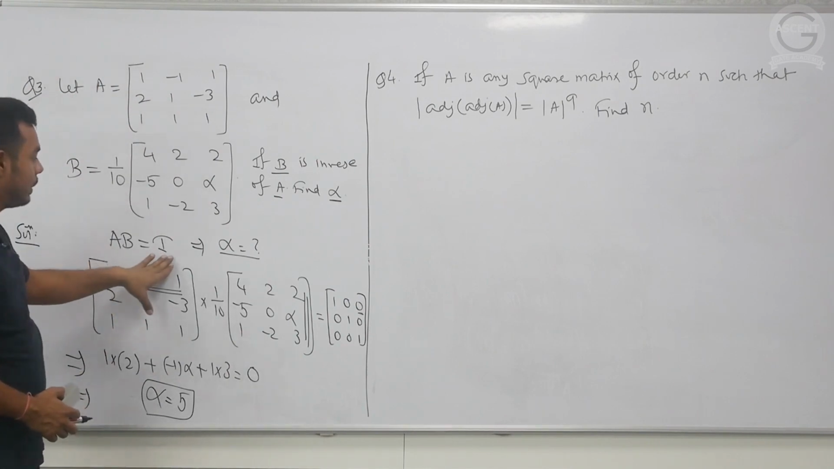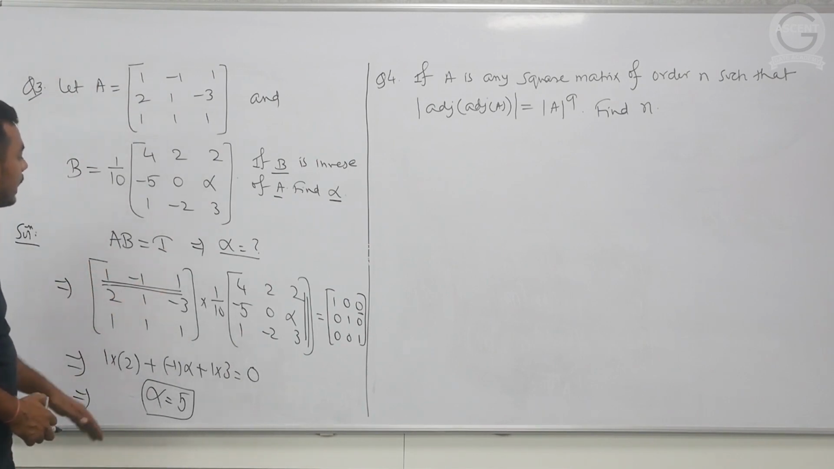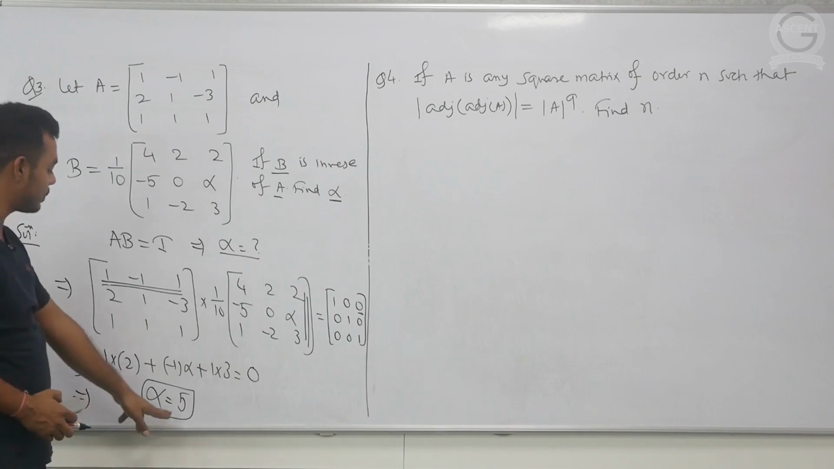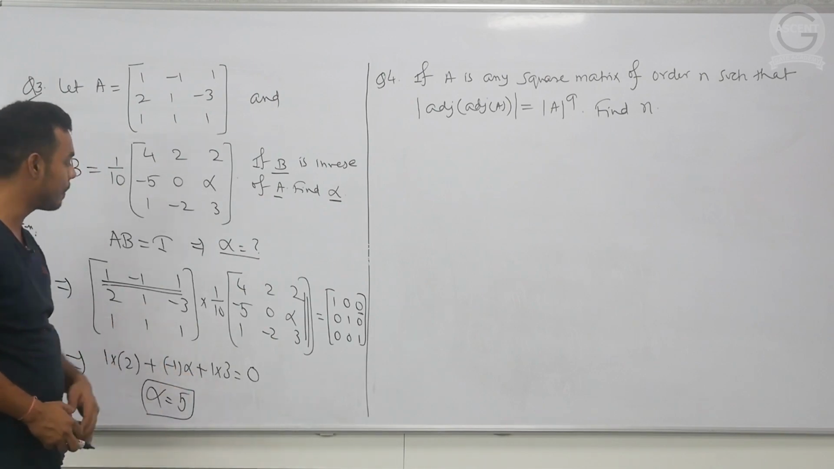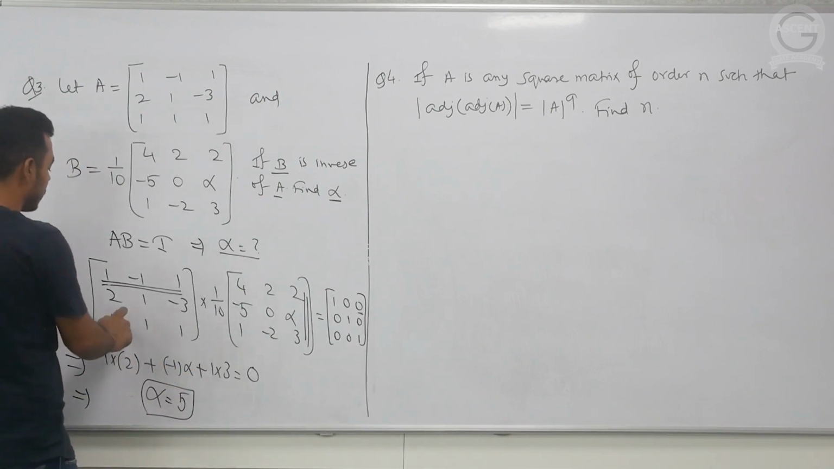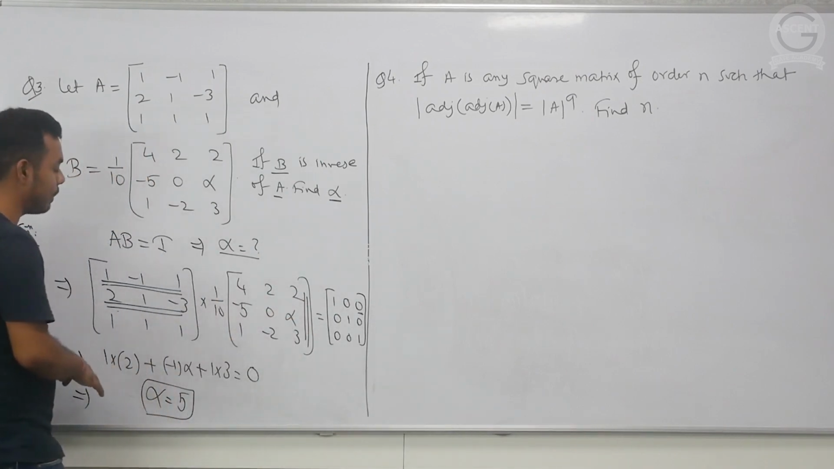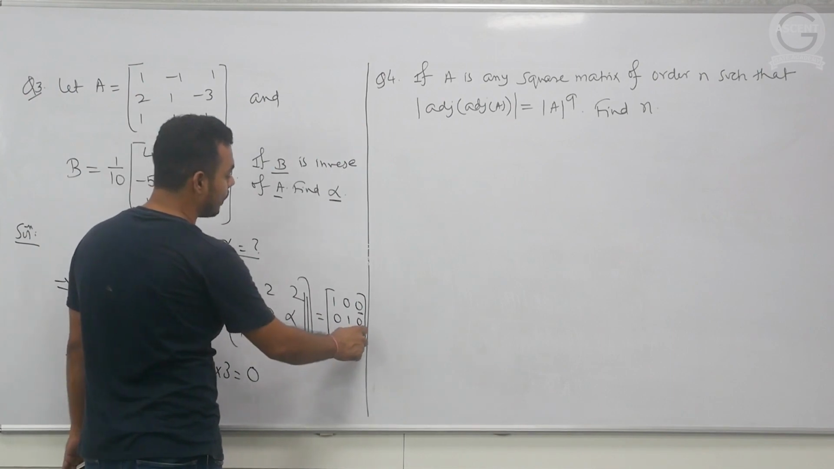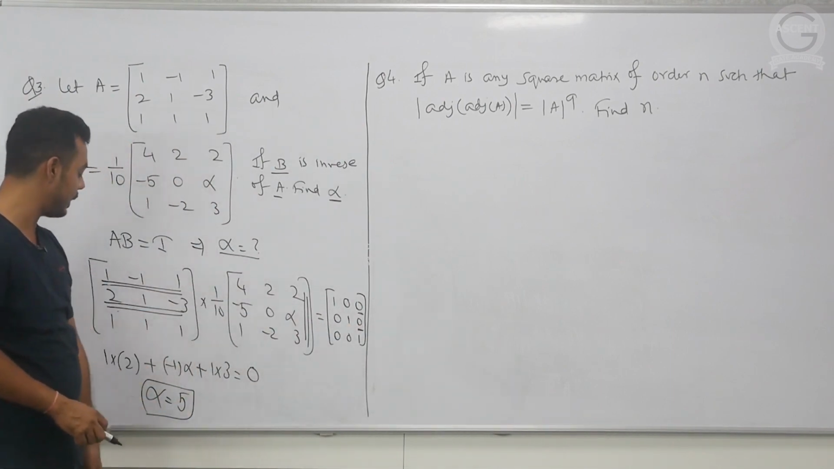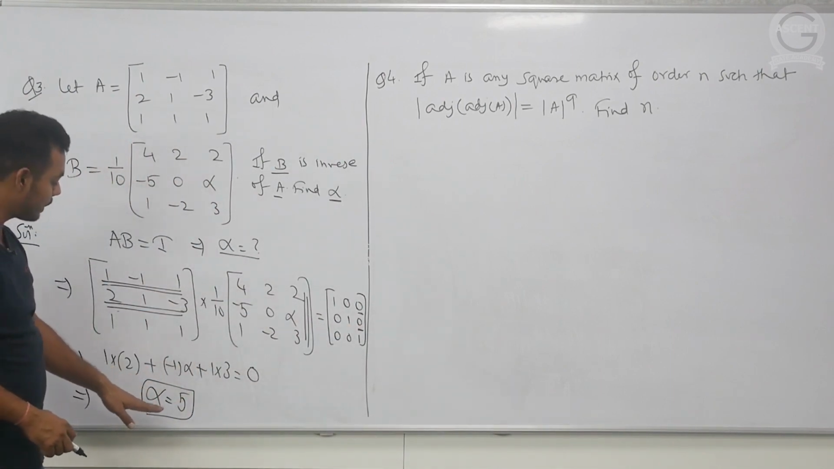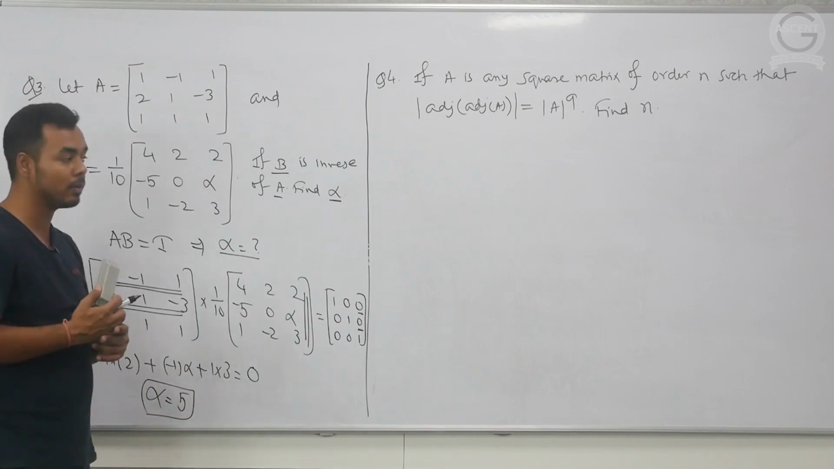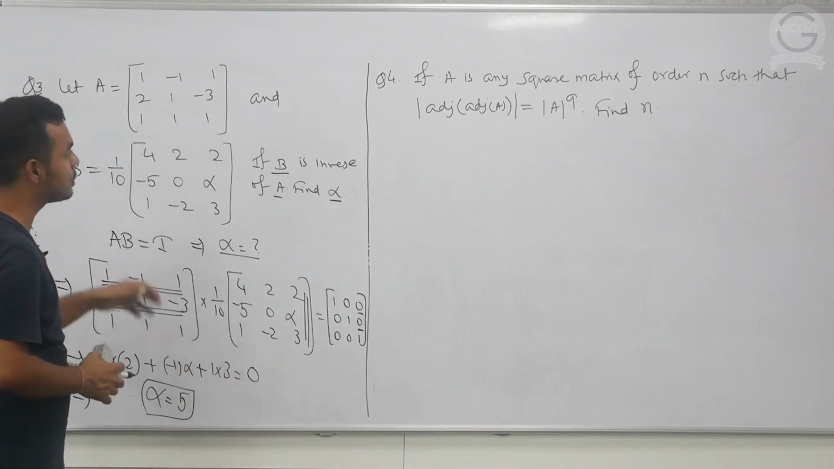Simply write A into B equals the identity matrix, and then equate that particular element which will give you an equation in alpha. For example, you can also do second row, third column. This should give you the element in second row third column, which is 0. So from here you will get one linear equation in alpha, and by solving that equation you can find the value of alpha. So this was a very simple question.